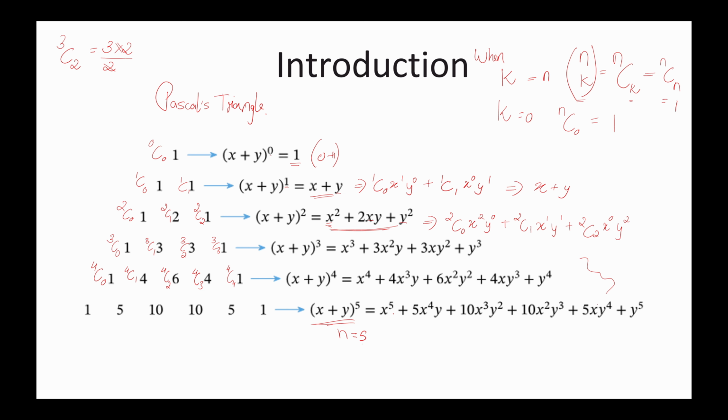See, here you can see that we have x to the power 5, y to the power 0. So 0 plus 5 is 5. Here you can see x is to the power 4 and y is to the power 1. So 4 plus 1 gives us 5. Similarly here for 3 and 2 we get a 5 again.